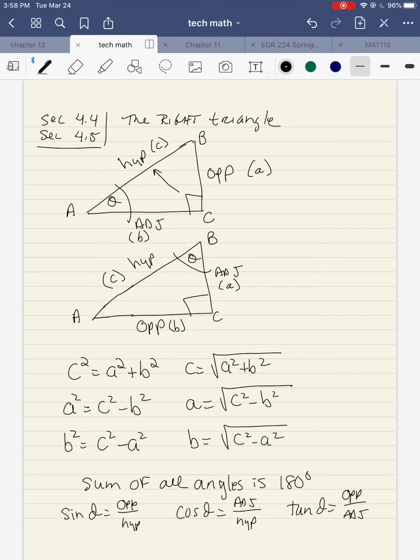I can also use the sum of all angles as 180 degrees in a triangle. I can use the trig functions. The sine of theta is opposite over hypotenuse, the cosine of theta is adjacent over hypotenuse, and the tangent of theta is opposite over adjacent. So any combination of the things that are listed are going to help me solve the right triangles.